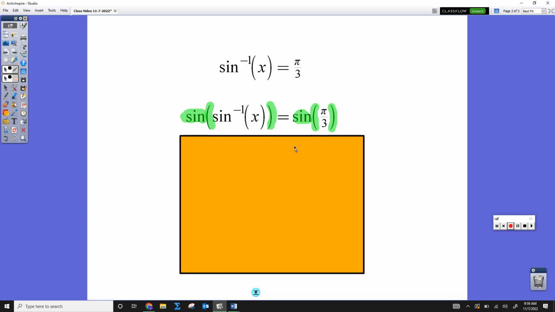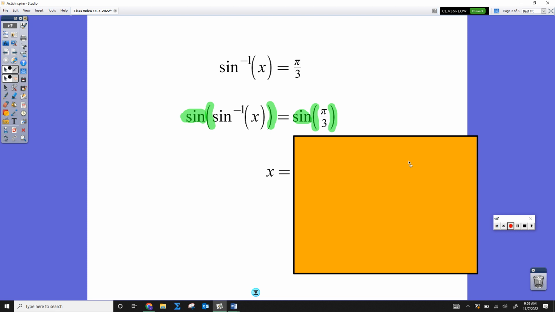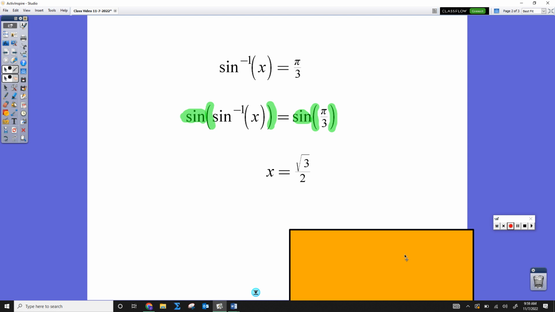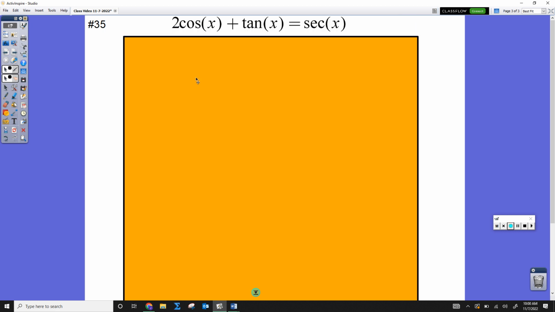So really the only thing we're concerned about is what's sine of pi over 3? Well, you use your hand trick or your unit circle or your table, you can get your root 3 over 2. Okay, the last problem I want to mention is a problem like this, I believe is on your homework.